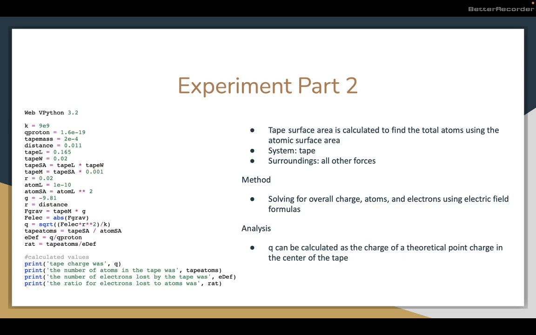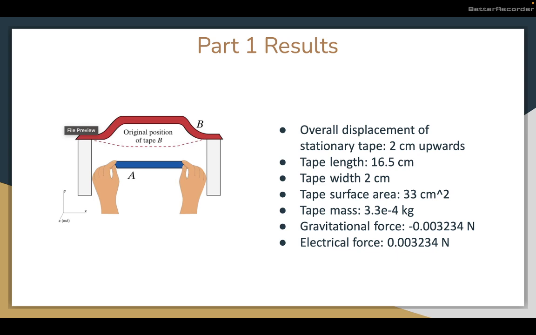And then here we are solving for the overall charge on the tape, and then as stated before, the atoms and electrons using the electrical field formulas. And then Q can be calculated as the charge of a theoretical point charge in the center of the tape, which obviously is not the case, but it's a physical approximation.